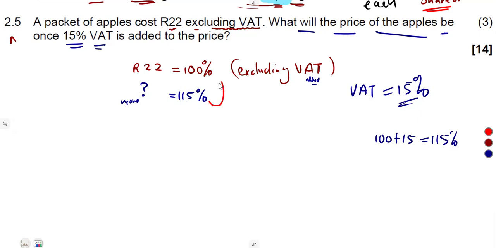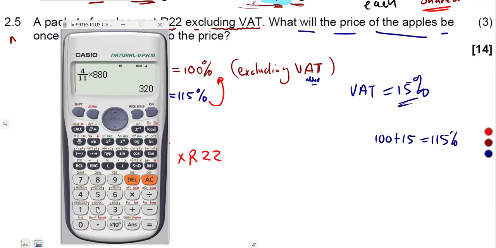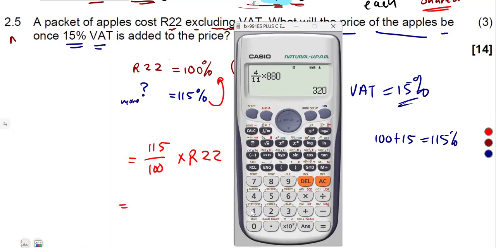So that's a bigger value over the smaller value times what is affected, 22 rand. So this is it: 115 over 100 times 22 rand. It is going to give us 25,3. 25, comma what? 25, comma 3. So this is how the VAT works. This is how the VAT works.